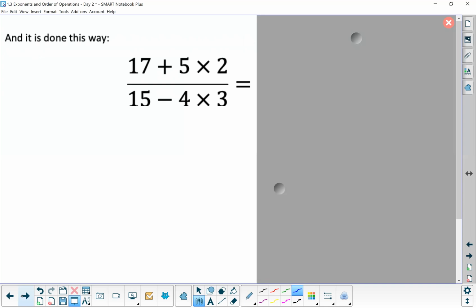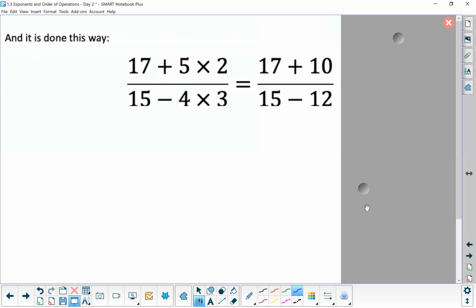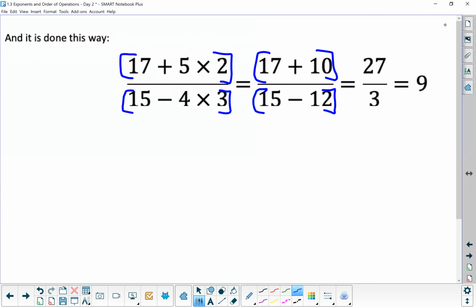So the first thing we do is the multiplication that's in the parentheses. And again, we're assuming, or we're implying, that these two are both in parentheses. Then we do the addition and subtraction. And the last thing we do is 27 divided by 3. And we get 9 for our answer.